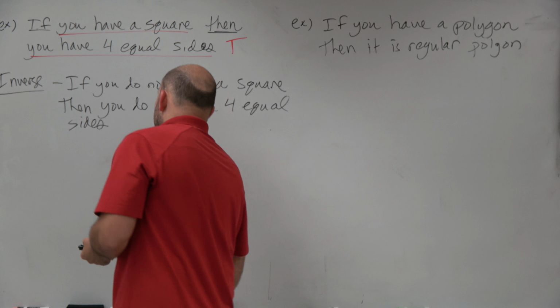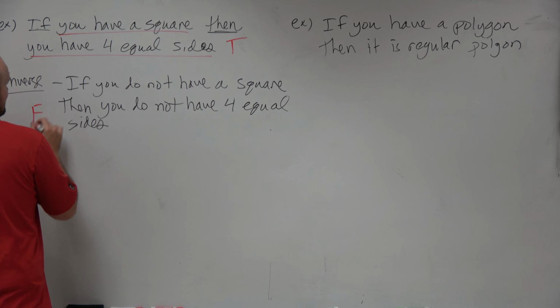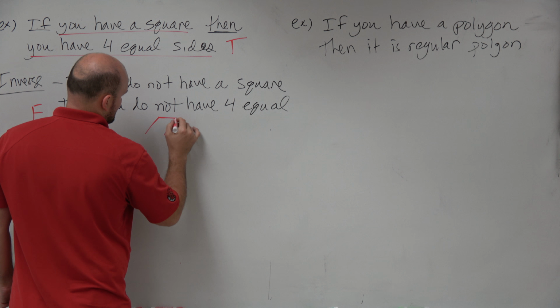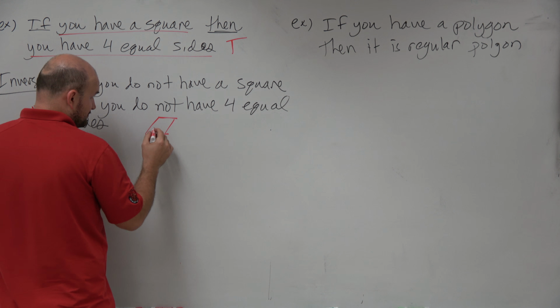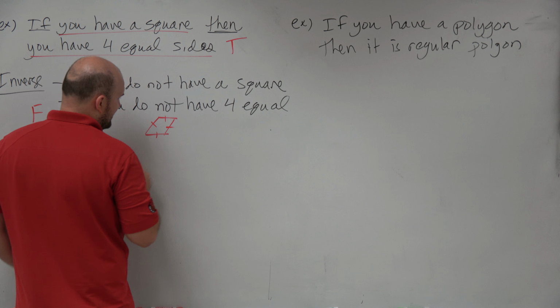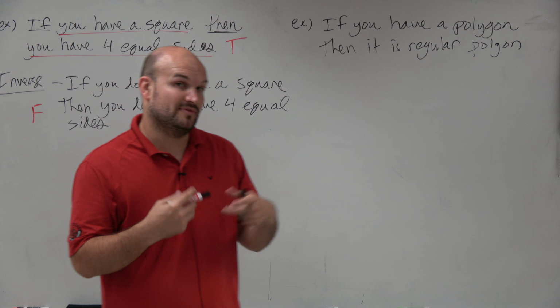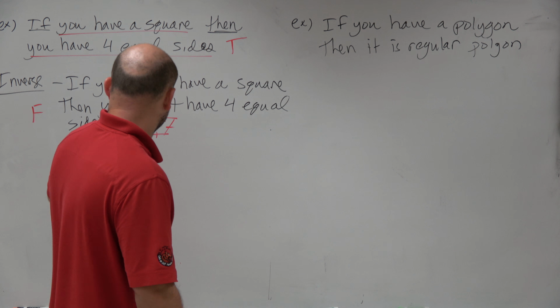Well, that is actually going to be false, because we know that a rhombus is a figure that has 4 equal sides but does not have 4 right angles. So therefore, that statement is going to be false.